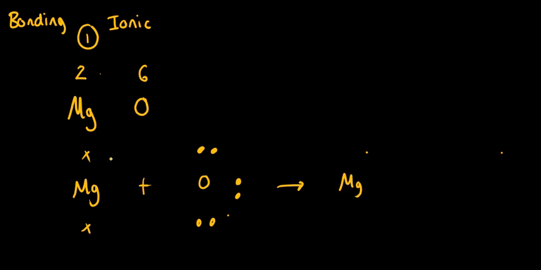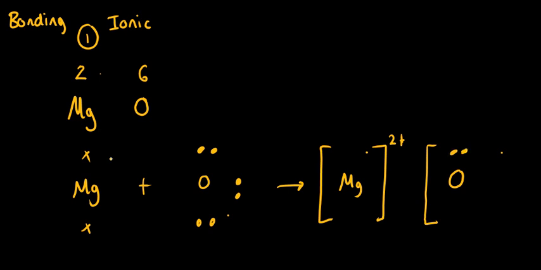Okay, so hopefully we've done magnesium that has lost both of those electrons to give it a full outer shell, which can't be seen, and therefore that is going to be 2 plus, and that is going to be bonded to oxygen, which is going to have acquired those 2 electrons, and therefore have a charge of 2 minus, and that's our ionic bond.